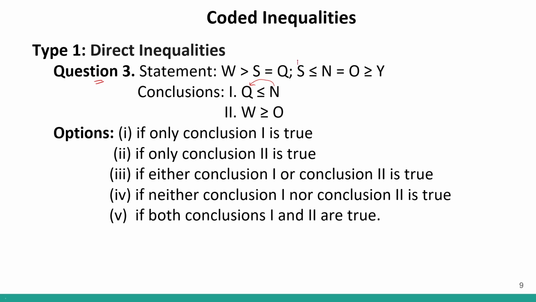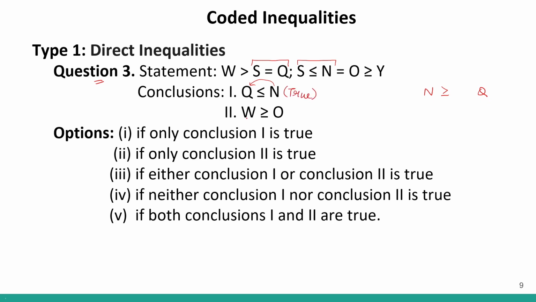So n, I can see a relationship with s. n is greater than or equal to s. This is given to us, correct? And I can see a relationship between s and q, that s is equal to q, correct? Now, if I delete this, I can see that n is greater than or equal to q, correct? So this statement will be true.